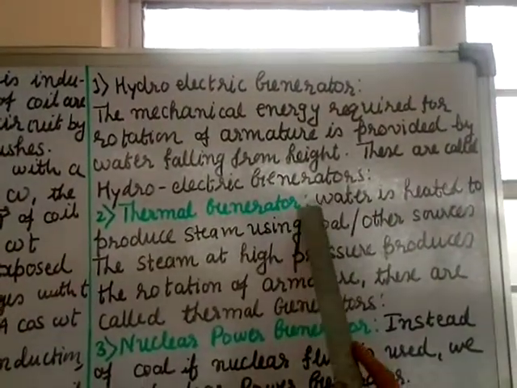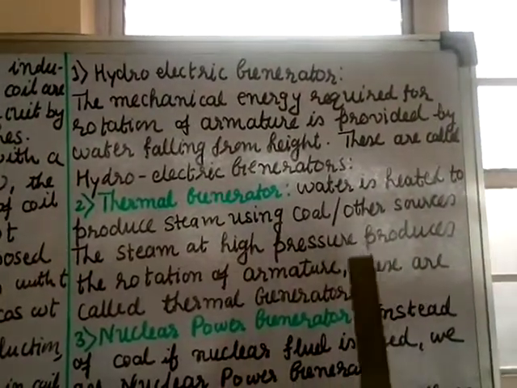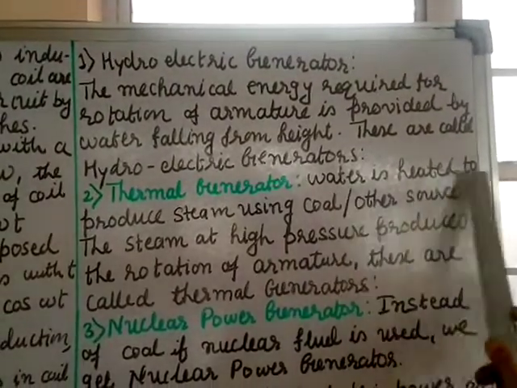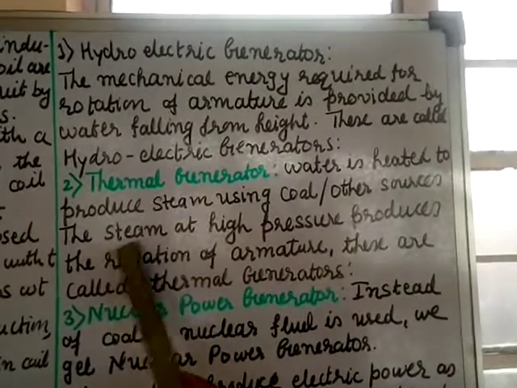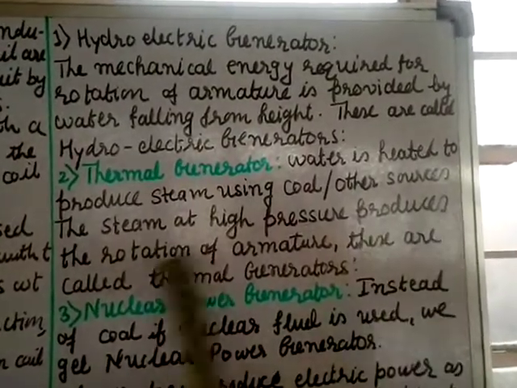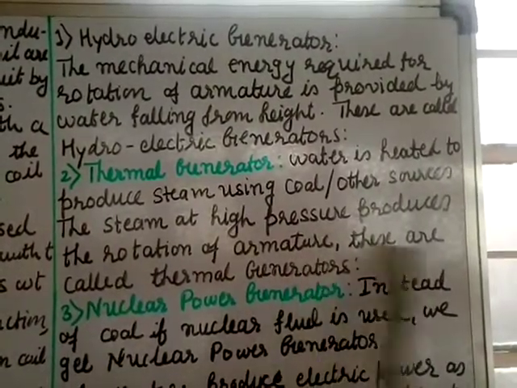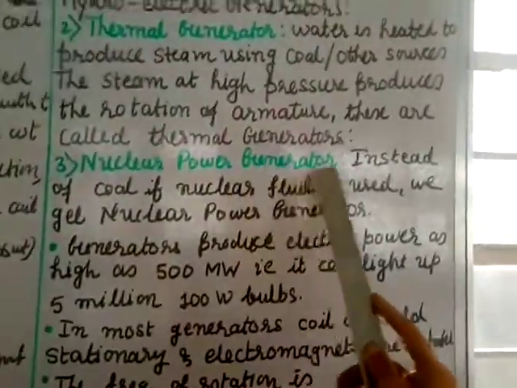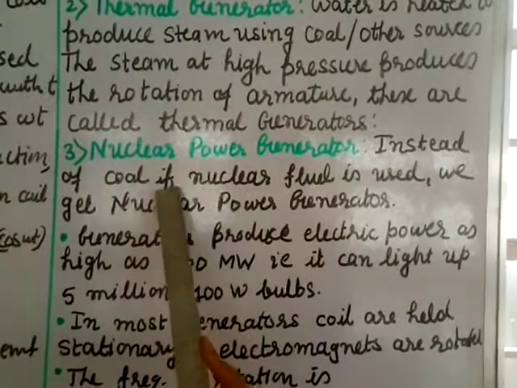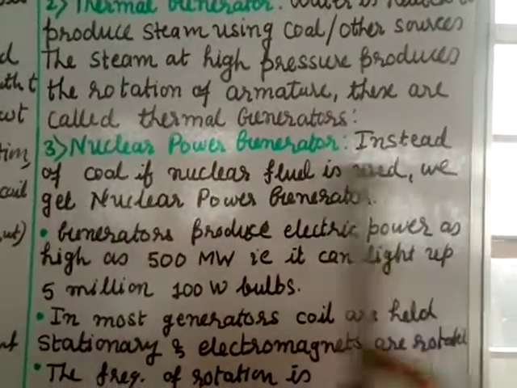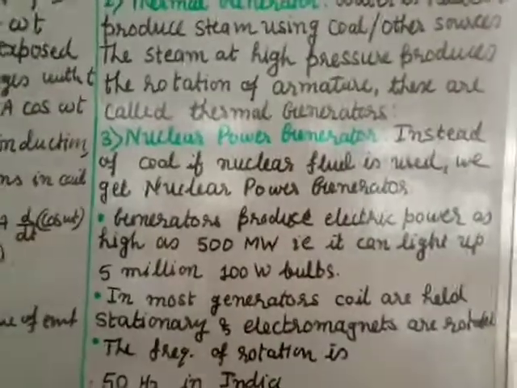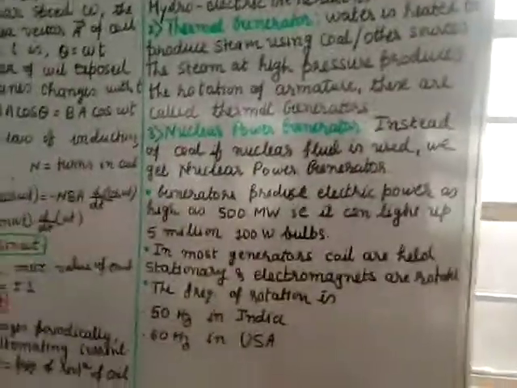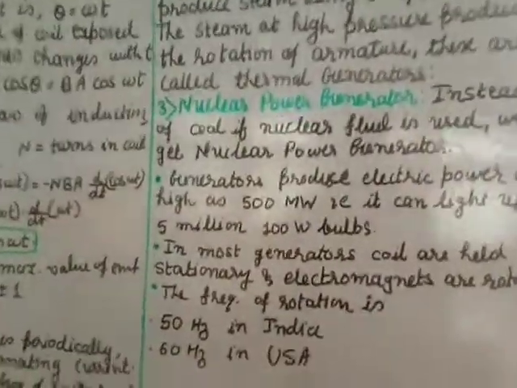Second is the thermal generator. In this they use steam at high pressure. Water is heated to produce steam using coal or other sources. The steam at high pressure rotates the armature. These are called thermal generators. And the third one is the nuclear power generator, that is, instead of coal, if nuclear fuel is used, we get a nuclear power generator. Okay, so these are the 3, depending on how the coil is rotated.